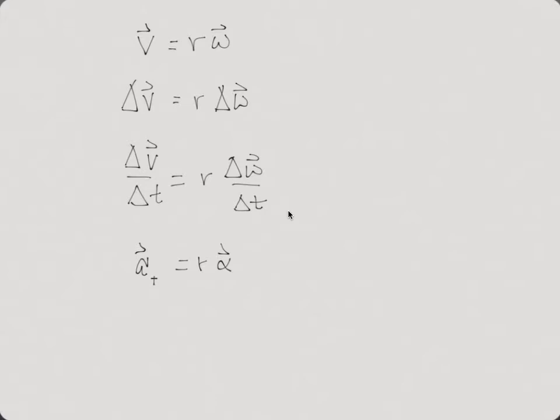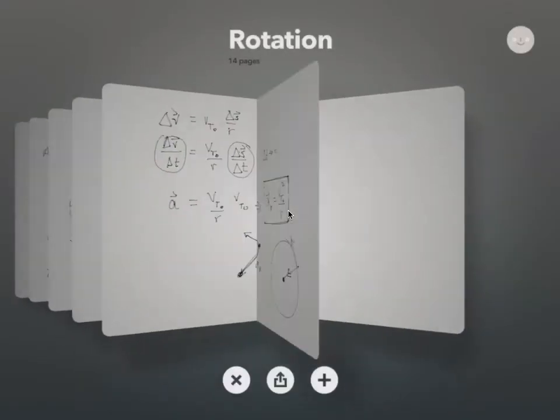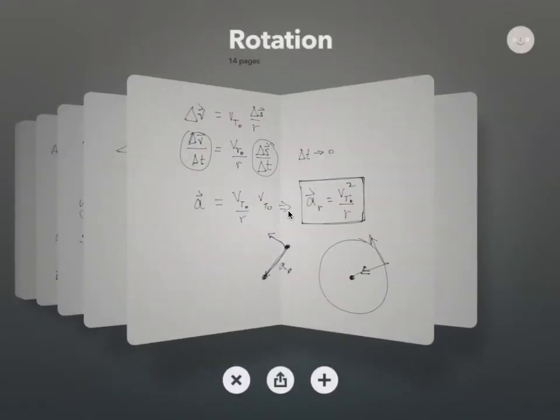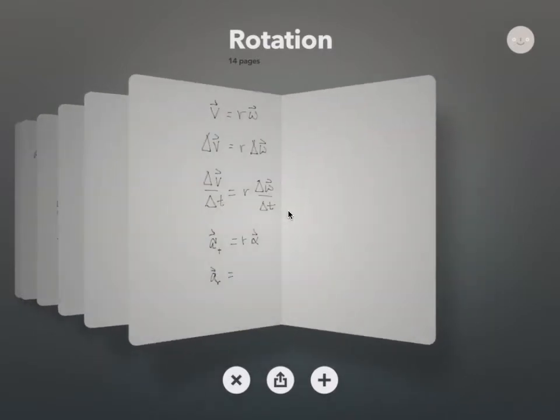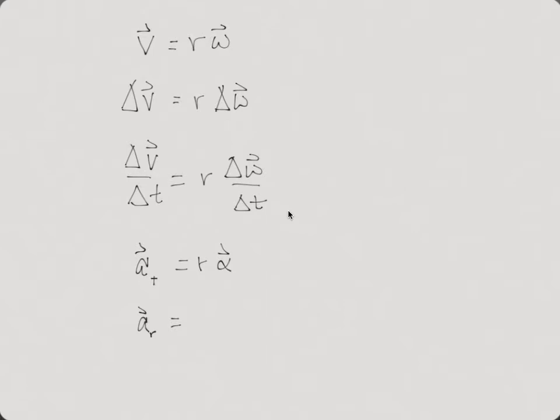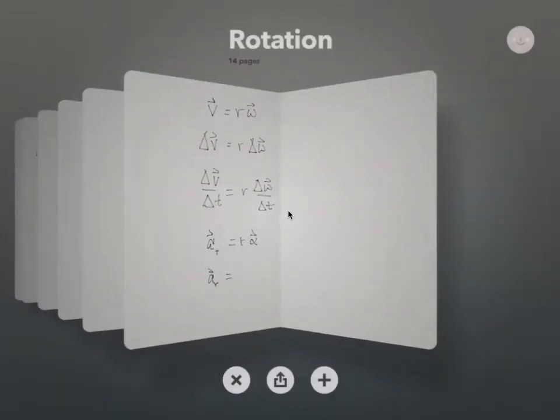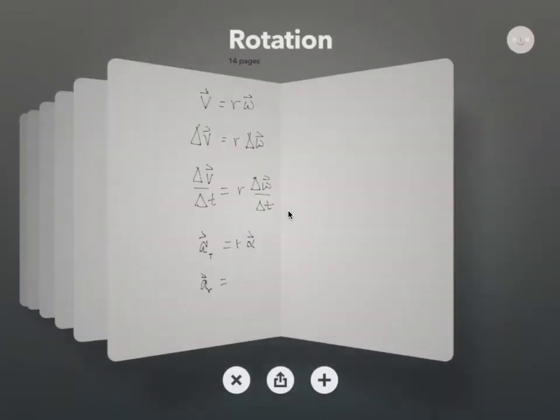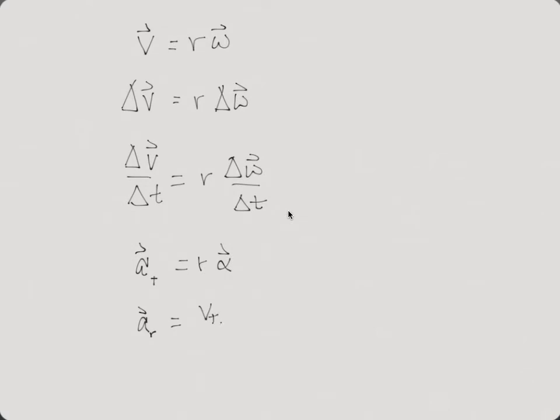So in the last video, we found that our radial acceleration was just equal to, and let me go back to this, here it is, v_t squared over r. So it's v_t over r, and this is squared.